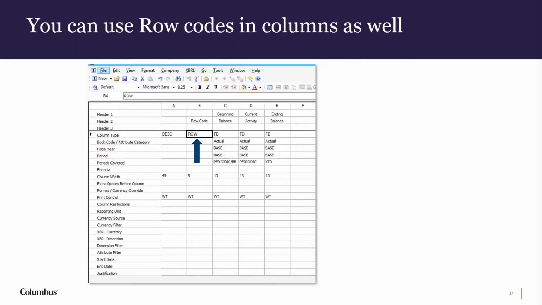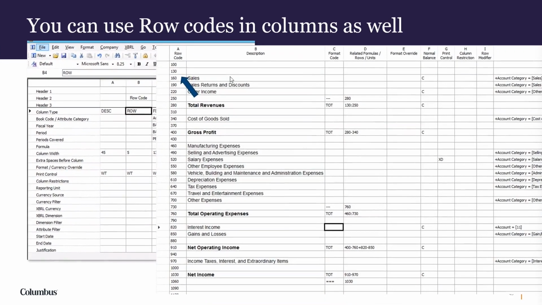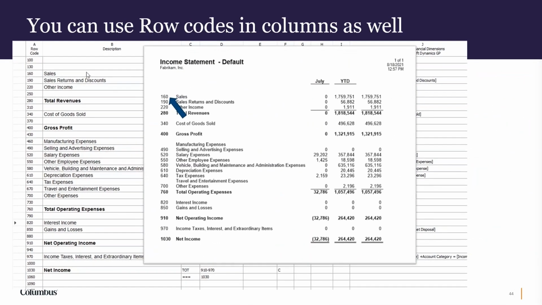You can also provide users with additional row code information from the row definition by using a row column type. The row code shown here will display in the final report. This can be very handy when trying to figure out where numbers are coming from when troubleshooting formulas.